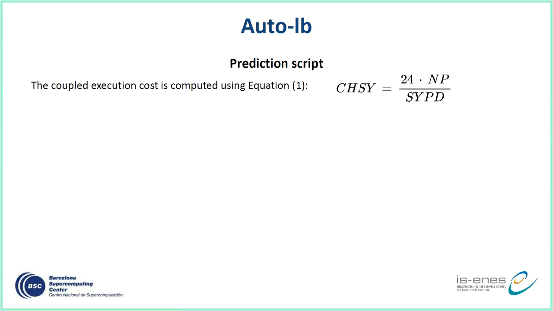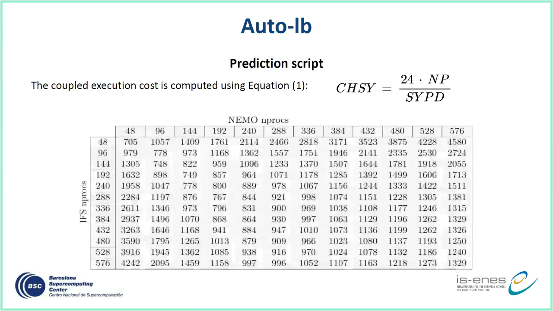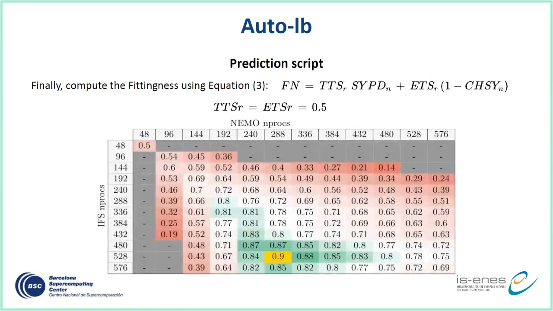Then, using the equation that I described above, we can have exactly the same table. This matrix would be the energy per simulation. Now we have the core hours per simulated years per day for all the combinations. With that data in place, we can come up with the fittingness metric, and that shows in yellow the best combination of processors for IFS and for NEMO, which in this case is 528 for IFS and 288 for NEMO.